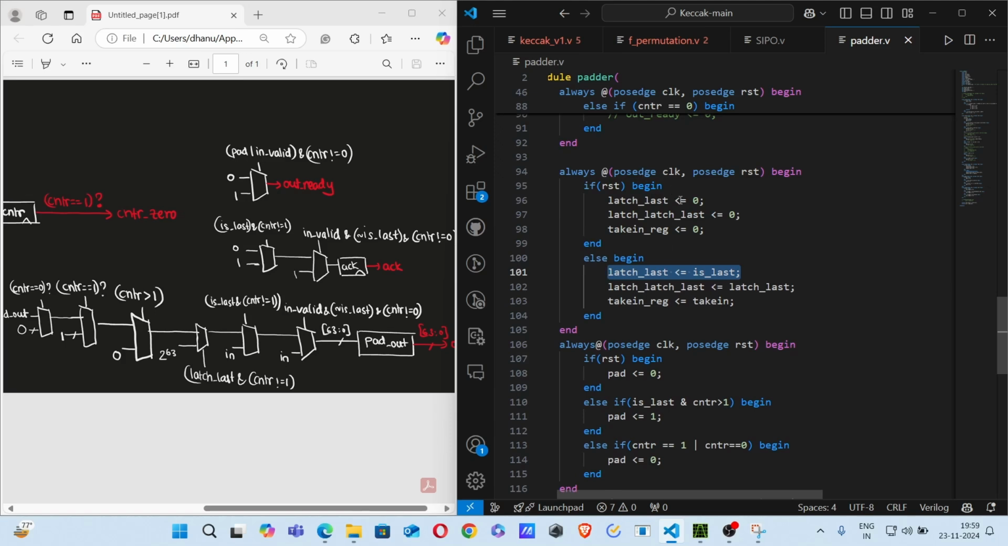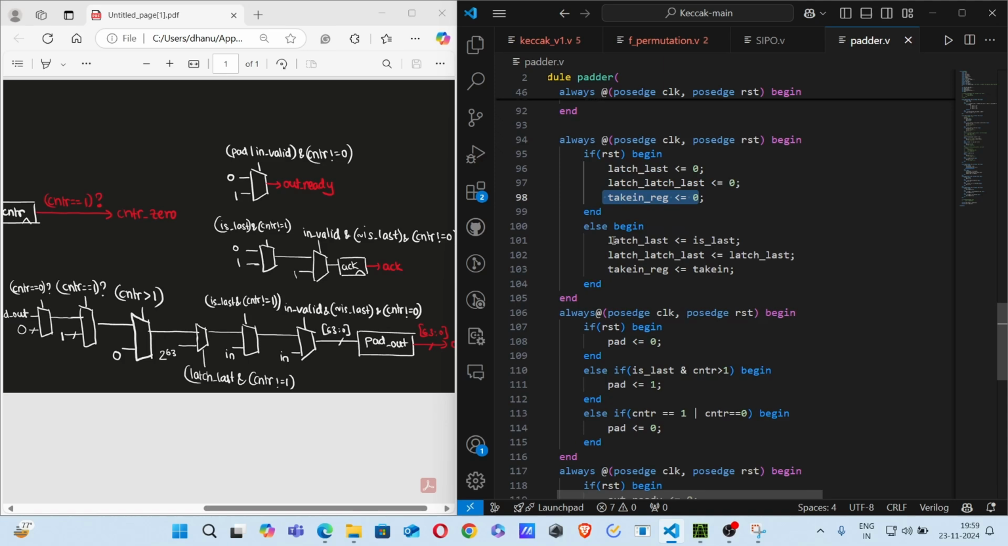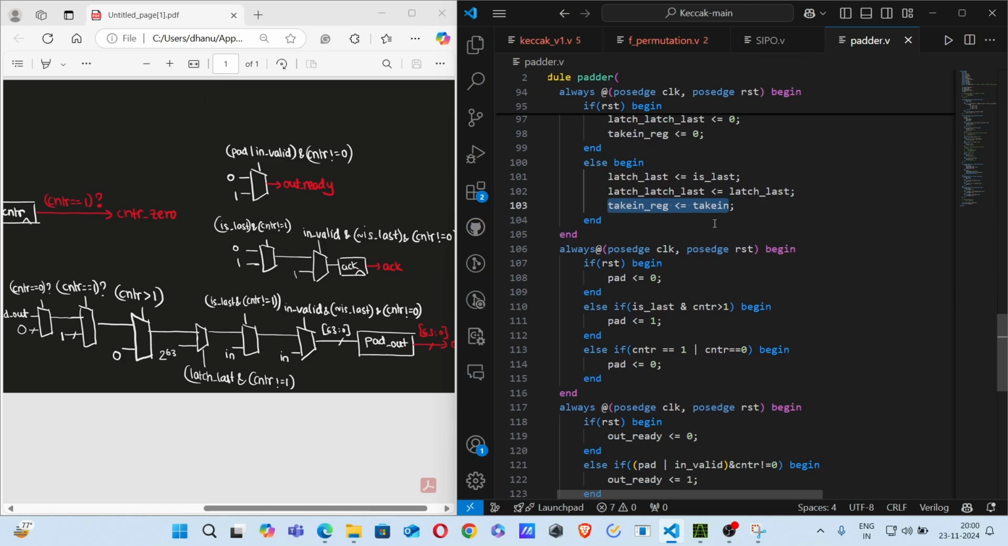Then there is this always block where upon resetting, latch last and take in reg go to 0. And here we just delay is last and take in as take in reg. This is also done because there are some timing issues which needed to be handled.